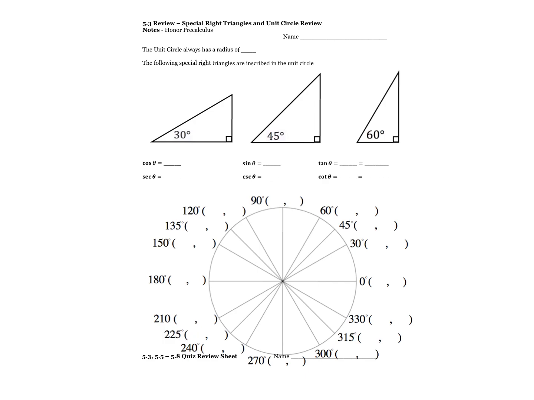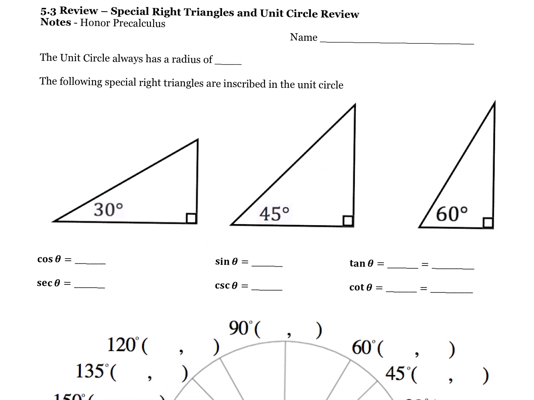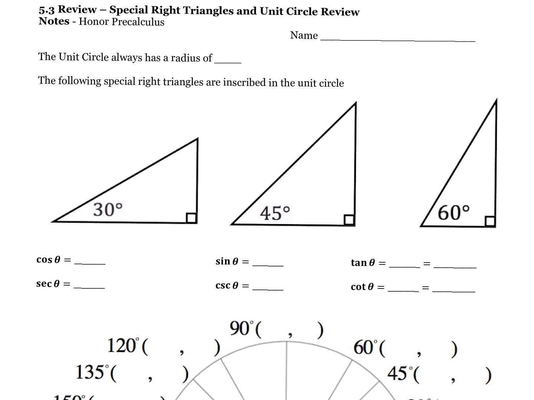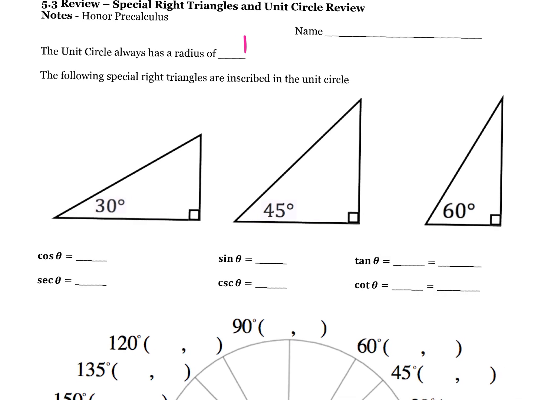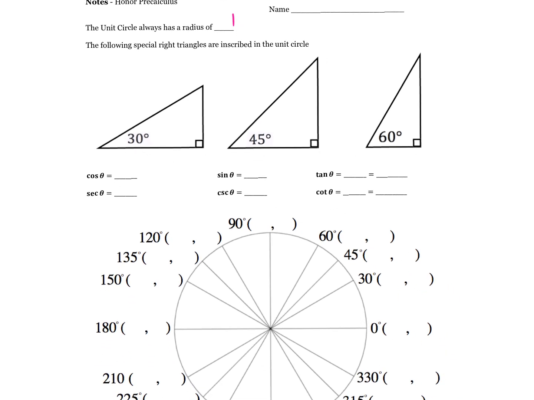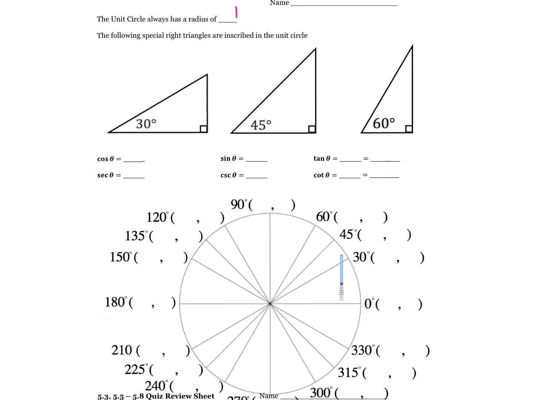We're on page 16. Let's do a little reminder of ourselves, and then we'll get some colors involved. Unit circle always has a radius of 1. Okay, and then, notice I put the 3 special right triangles. Notice that they're all 30, 45, and 60 corresponding to this first quadrant.